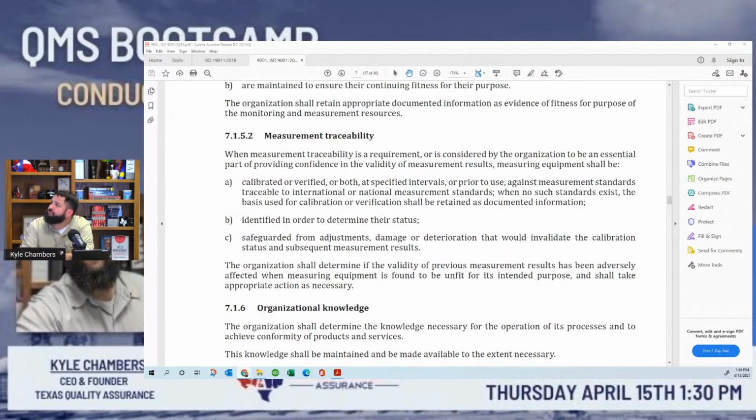Okay, so then it goes here. Again, this is just in the measurement traceability of the ISO standard. The organization shall determine if the validity of previous measurement results has been adversely affected when measuring equipment is found to be unfit for its intended purpose, or shall take appropriate action as necessary.